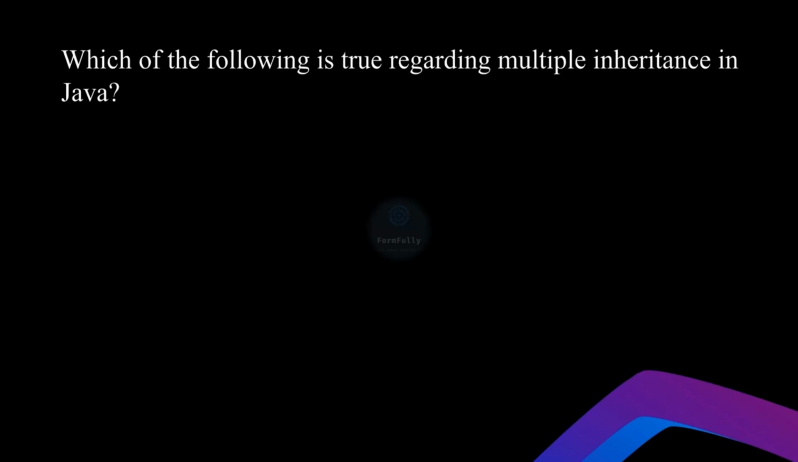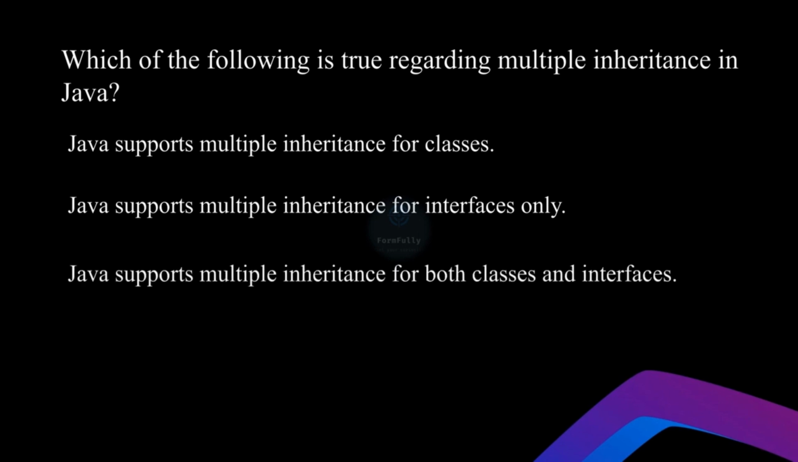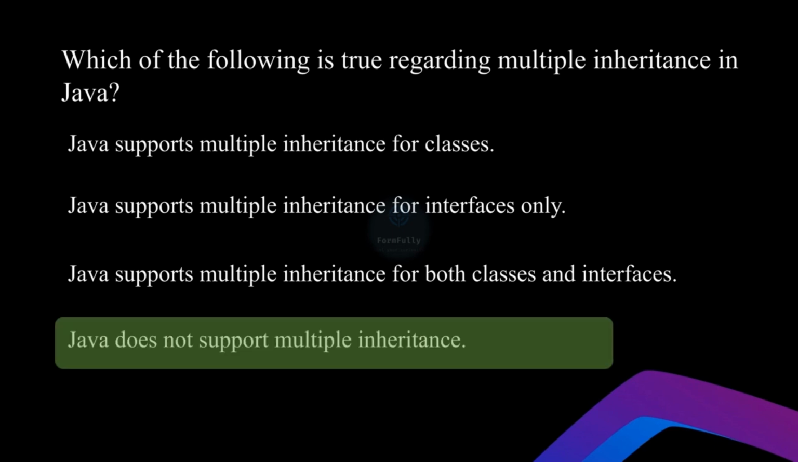Next question, which of the following is true regarding multiple inheritance in Java? Java supports multiple inheritance for classes. Java supports multiple inheritance for interfaces only. Java supports multiple inheritance for both classes and interfaces. Java does not support multiple inheritance. Here option D is correct as Java does not support multiple inheritance for classes. It can achieve a form of multiple inheritance through interfaces.